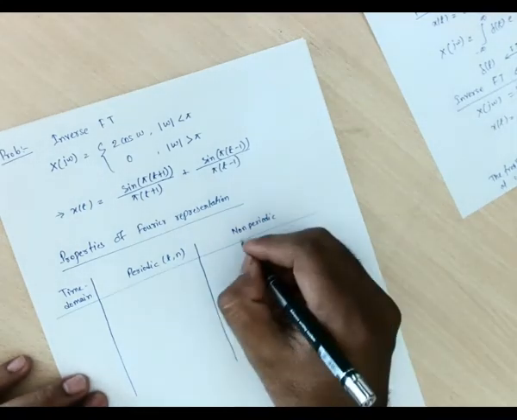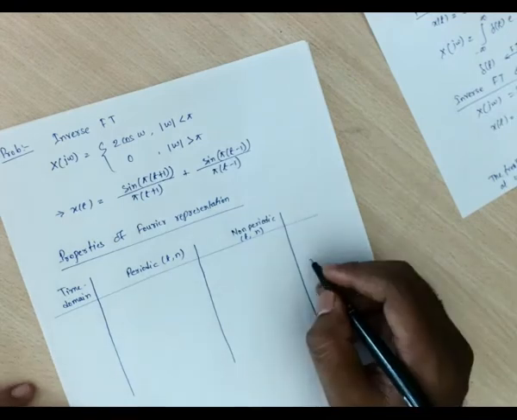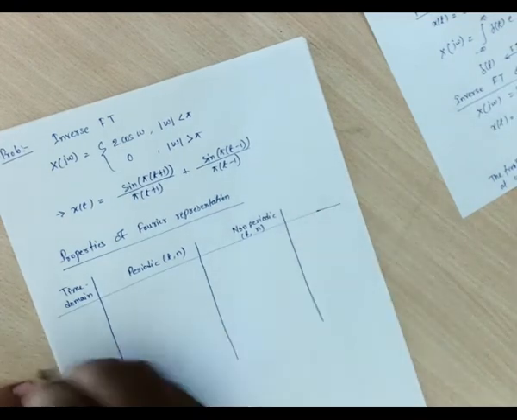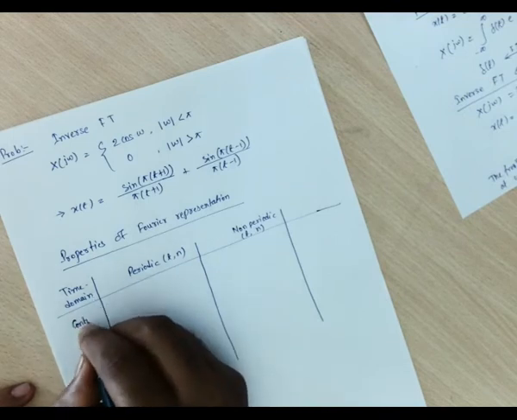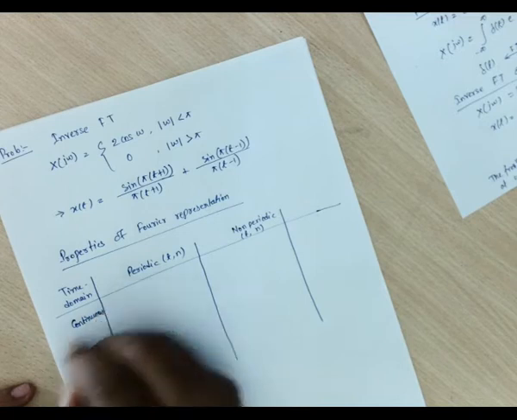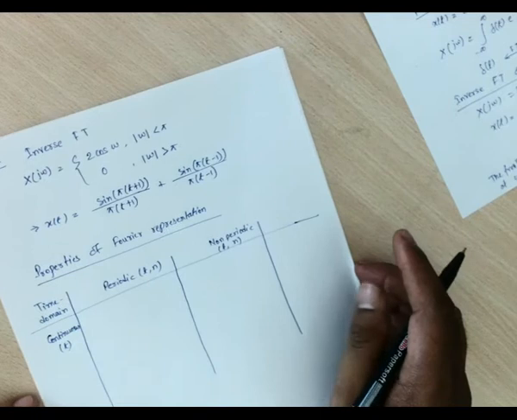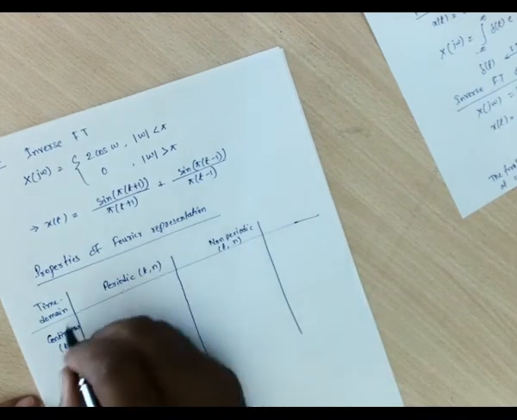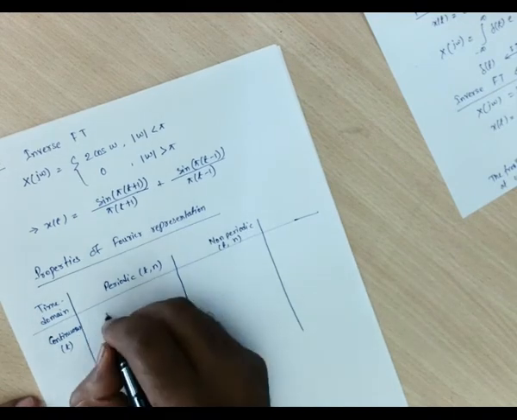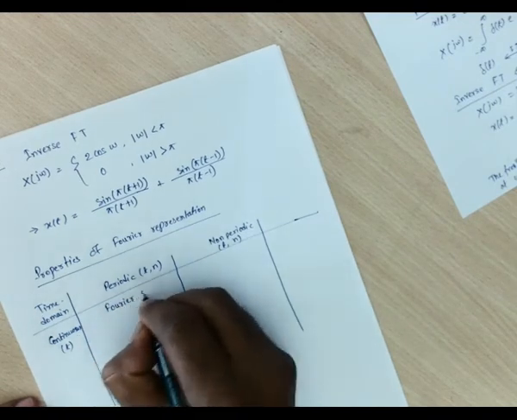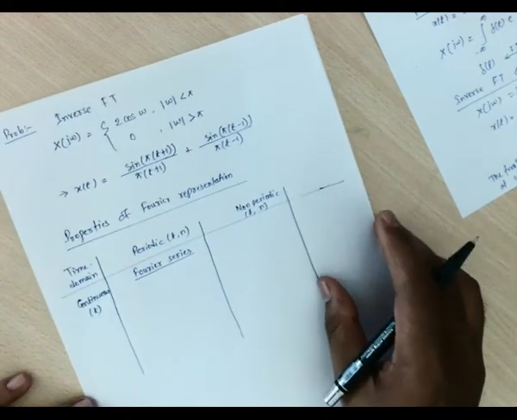Same, it may be continuous time, it may be discrete time. Next, we'll see frequency domain representation. First, if you take the time domain, it is continuous, that is continuous time domain. If it is continuous and periodic, then we need to go with Fourier series.